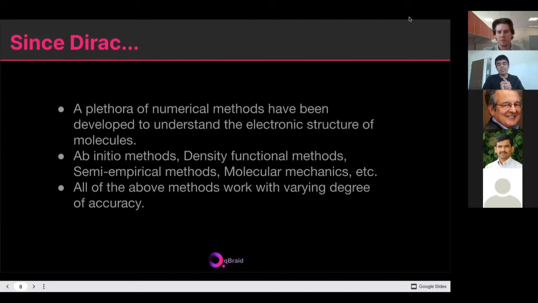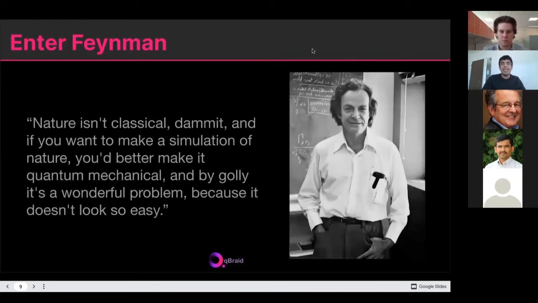So let's keep going. Based on the accuracy required, you end up requiring way too much compute resources. And this is where Feynman himself suggested, in one of his famous quotes, "Nature isn't classical, damn it. And if you want to make a simulation of nature, you'd better make it quantum mechanical. And by golly, it's a wonderful problem because it doesn't look very easy."